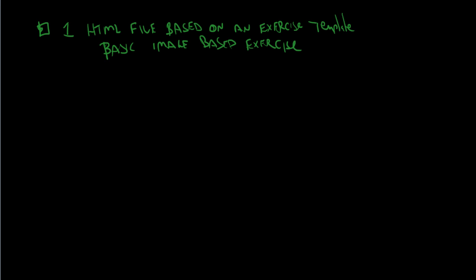all that's going to change, if you're using the basic image-based exercises, is two lines. That's all. Only two lines in your HTML file will be changed. We'll take a look at that. And one will be basically the title line, and the other one will be a data field.